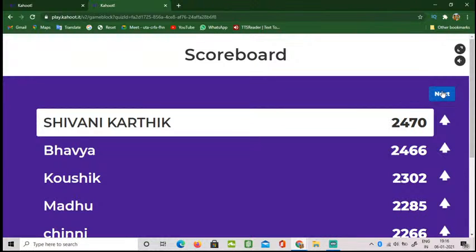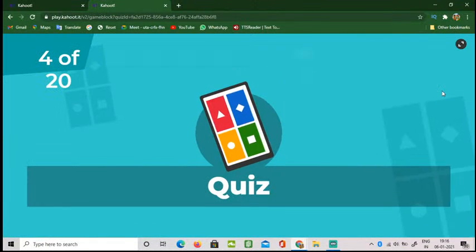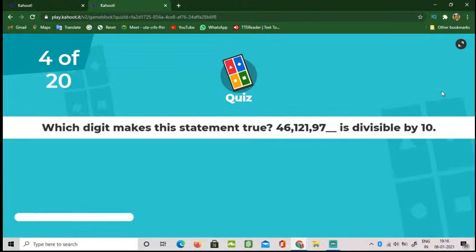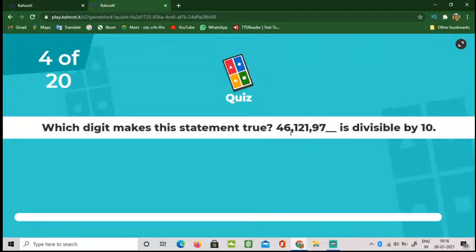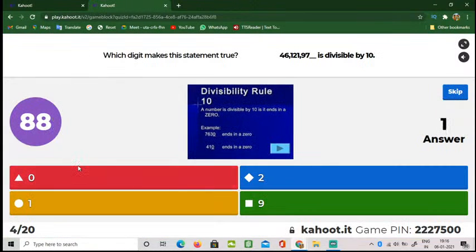So let me go to the next question now. Now the question is, which digit makes this statement true? In the options you have the numbers 0, 2, 1 and 9. And I want you to find the number which will make the statement true.